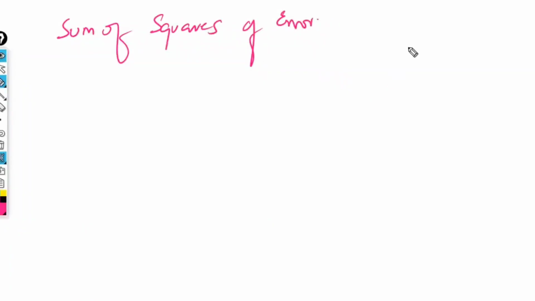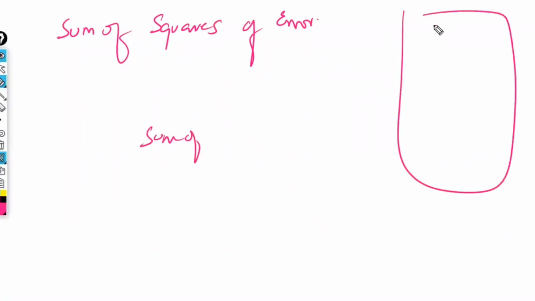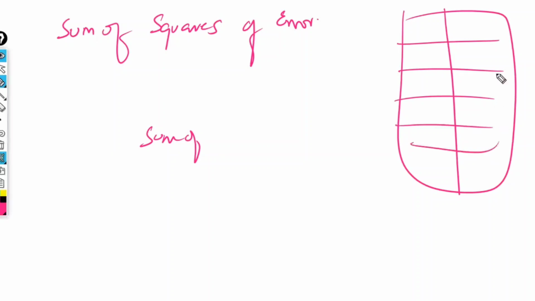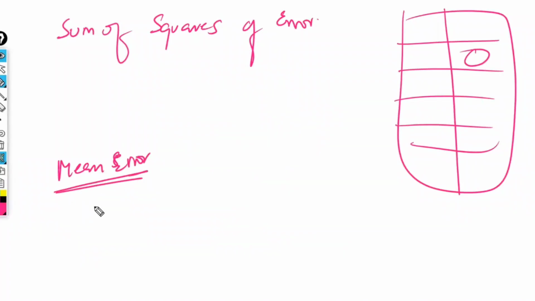Sir, why are you focusing on the sum of squares of errors? You told that you can't focus on the single error because multiple records are there. You can't focus on the single one. That is clear. When you are having multiple records, then obviously you have to go with the mean error. Generally, we have to go with mean error.